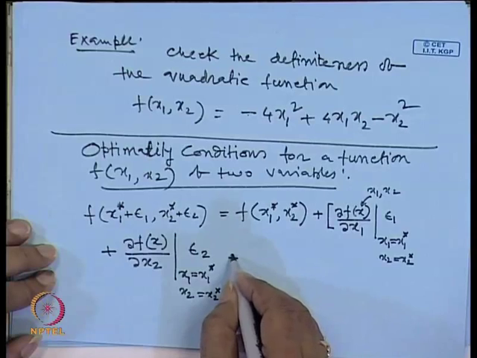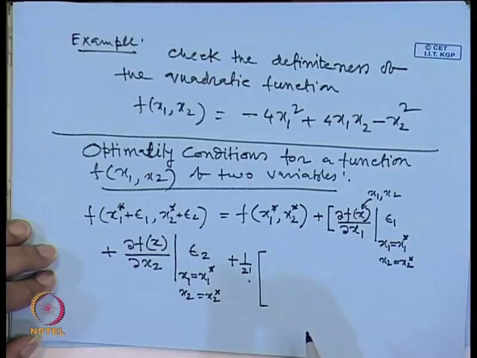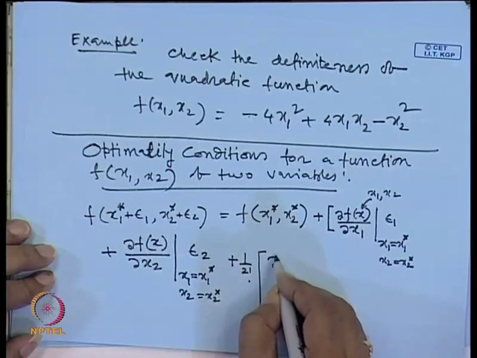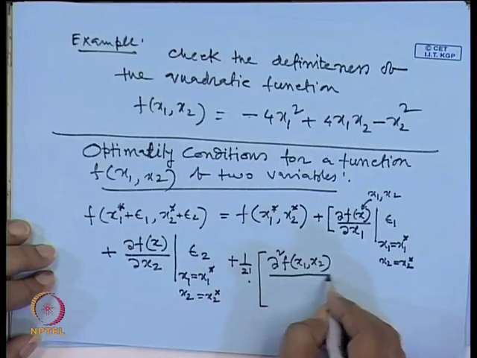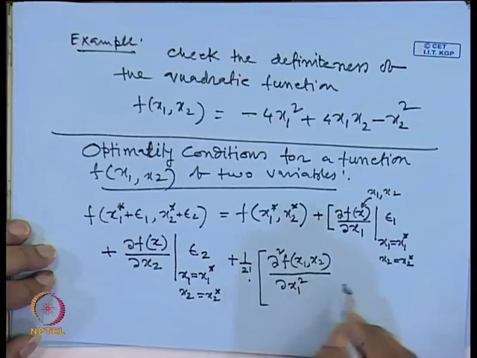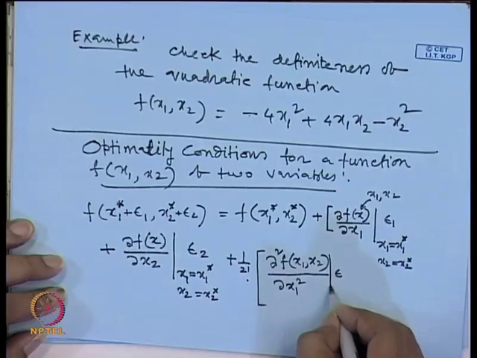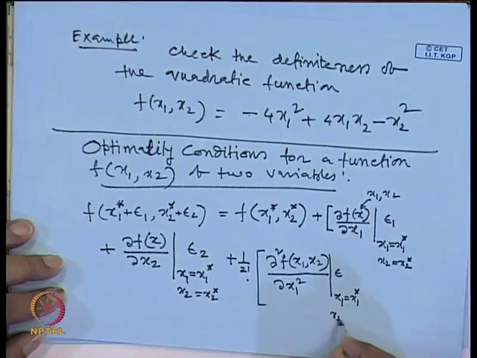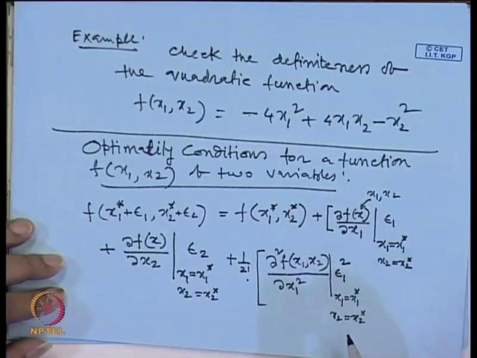Then second order terms is what? Half factorial. Then what is this one? Second derivative of f x 1 x 2, differentiate this with respect to x 1 twice, agree? Then it is an epsilon, put this value, you find out this value x 1 is equal to x 1 star and x 2 is equal to x 2 star, because around this point you are doing. So, this will be del square f by del x 1 square epsilon 1 square, half bracket.